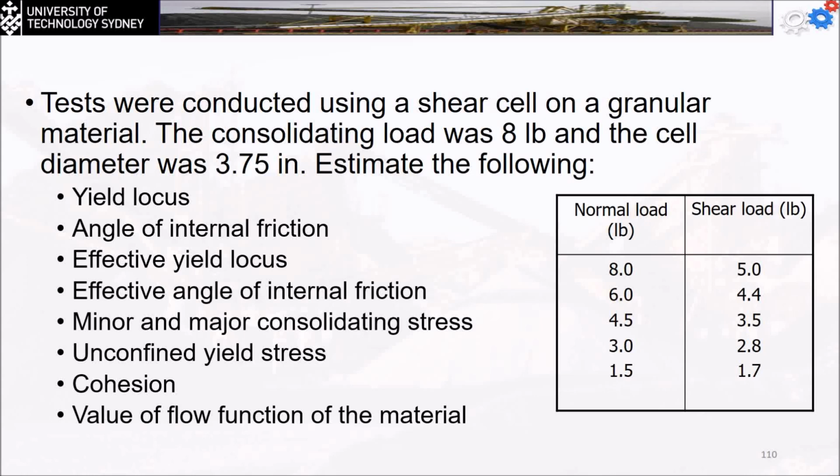We know the diameter of the device. So simply, we can find the sigma from this one and the tau from this one by dividing each value by the area. Now it's up to you. You can either do the calculation totally using the IP, or you can change everything to the SI and do the calculations.